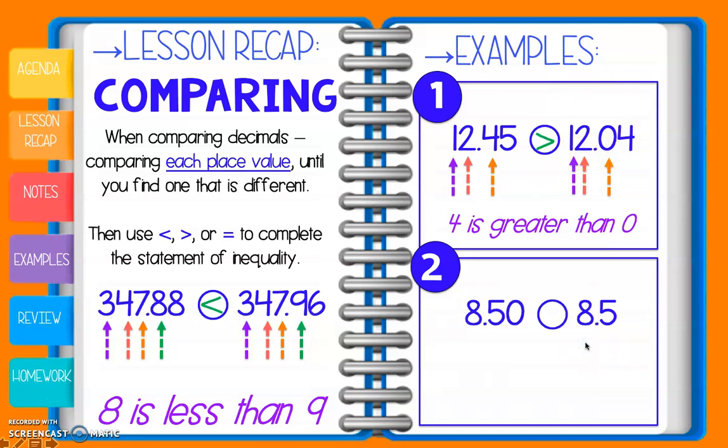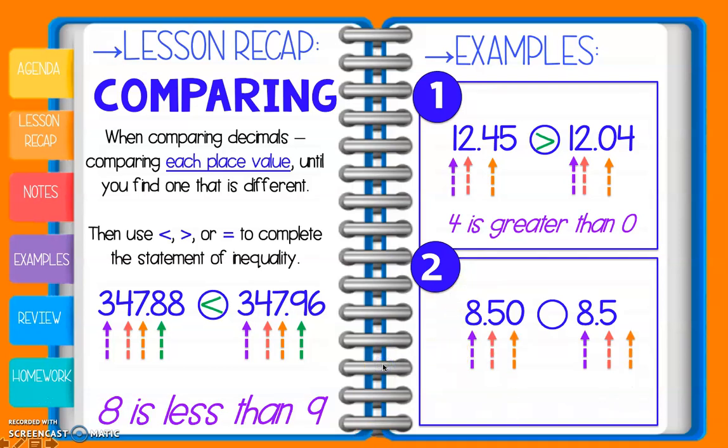Okay, let's look at another. On this one, we have 8 and 50 hundredths compared to 8 and 5 tenths. So let's go ahead and compare each of our place values. I'm going to start in the ones place, and both of my ones places have an 8. So I have to move on to the next place value. In my tenths place, both numbers have a 5. So we're going to move on.